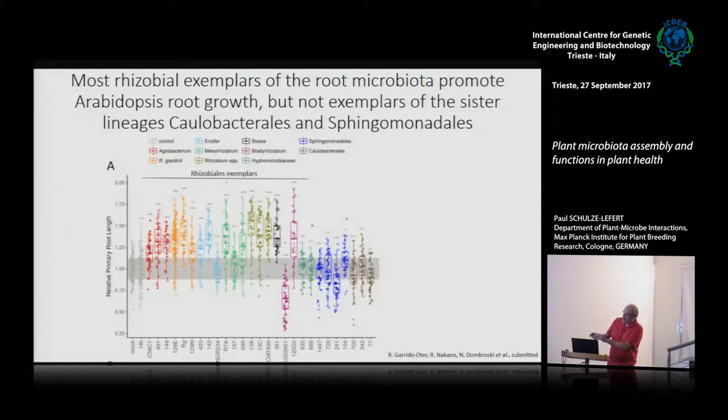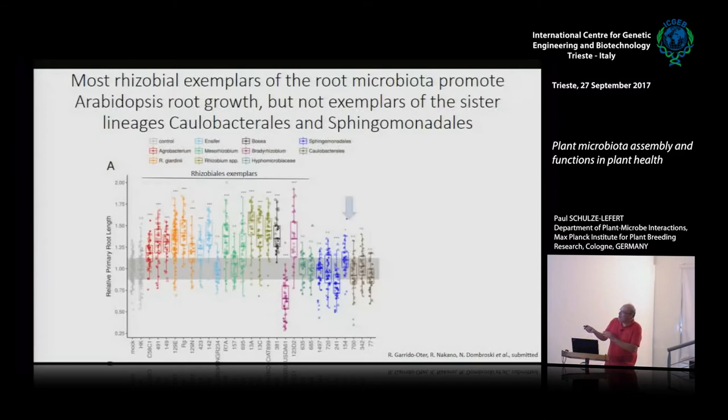And he measured primary root lengths, so the lengths of Arabidopsis roots. And I hope you agree with me, when he tested individual rhizobiales exemplars, these are controls, these are germ-free root lengths, these are heat-killed bacteria, and these are the different exemplars that correspond to the different lineages, most of the rhizobia promote root growth if you add them. Few don't, for example these three here, this even inhibits growth, but those bacteria that have no growth-promoting activity cannot efficiently colonize Arabidopsis root under these conditions.